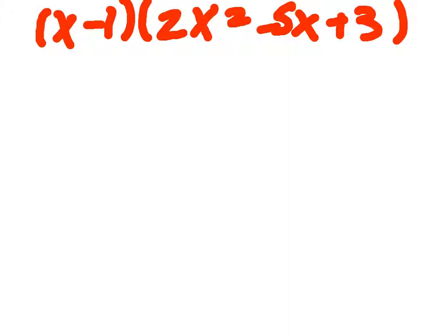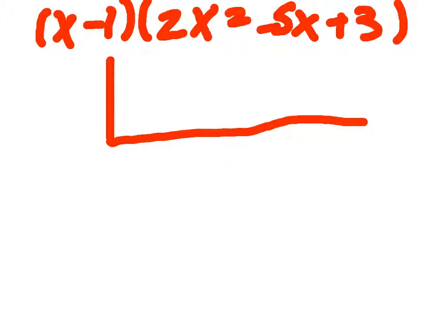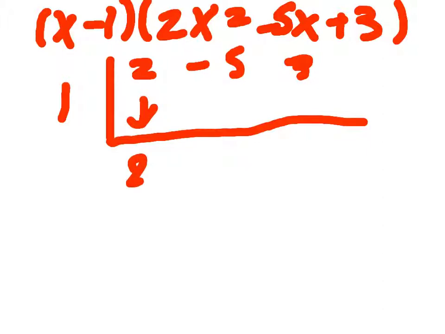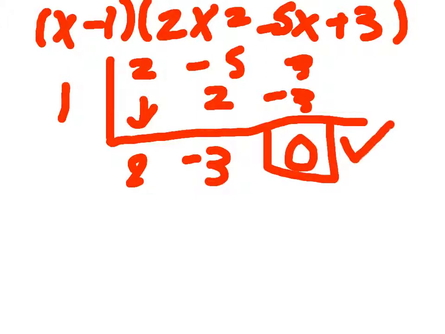So we decided to try 1 again, just because it's easy. And remember, just because 1 works for the first one, it doesn't mean that it won't work for the second one. 1 can work several times. So we tried it again: 2, negative 5, 3. Drop the 2 down. 1 times 2 is 2. Negative 5 plus 2 is negative 3. 1 times negative 3 is negative 3. And 3 minus 3 is 0. So it worked again.